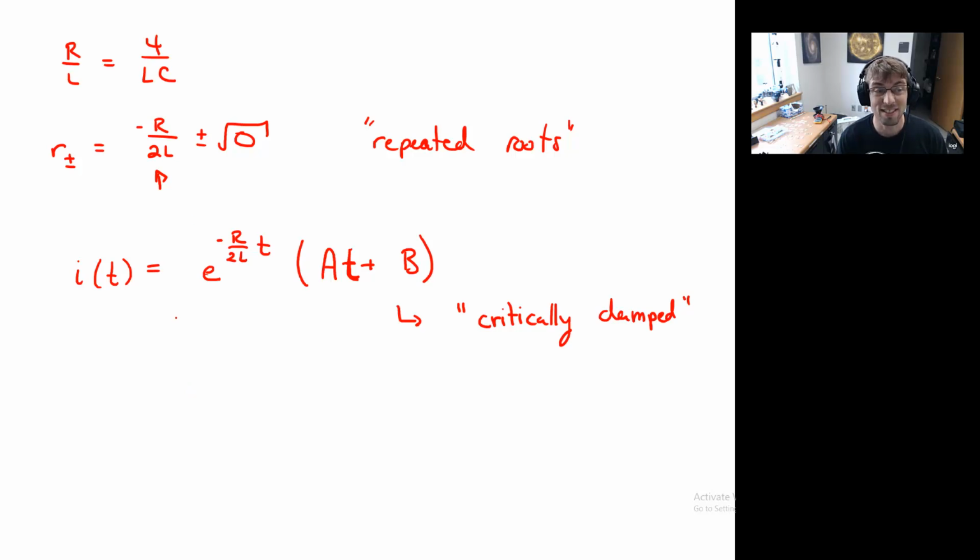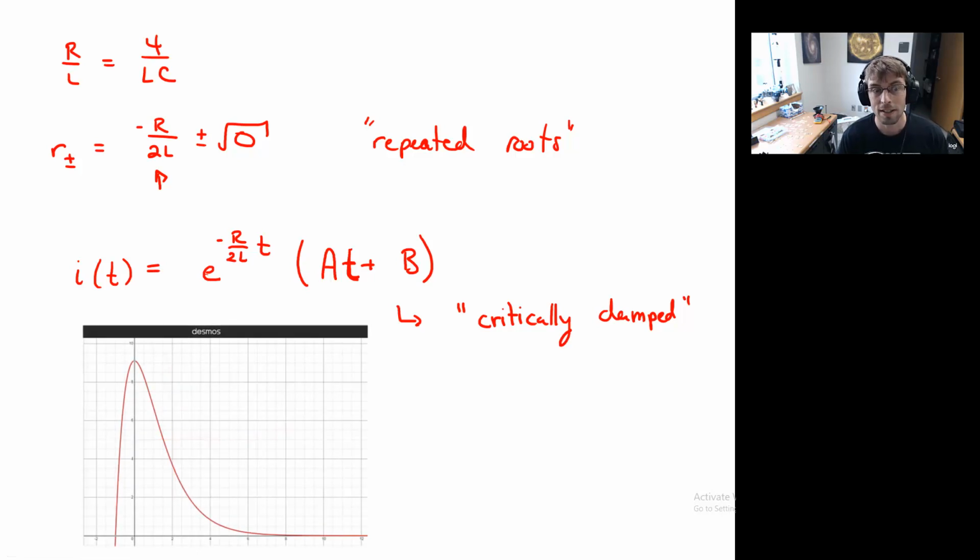Okay. And what this means is that for small times, when t is really small, this linear behavior is the dominant term. If t is small, this is close to 1, and so this t is the dominant term in the response of the circuit. But at large times, as time increases, this exponential term ends up being the dominant term. So for short times, you'll see a linear relationship, and then at long times, it'll be an exponential decay.